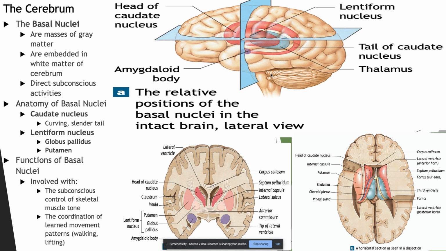So, some of the functions of the basal nuclei. The basal nuclei are involved with the subconscious control of skeletal muscle tone and the coordination of learned movement patterns. Under normal conditions, these nuclei do not initiate particular movements. But once a movement is underway, the basal nuclei provide the general pattern and rhythm, especially for movements of the trunk and proximal limb muscles. For example, when you walk, the basal nuclei control the cycles of the arm and thigh movements that occur between the time you decide to start walking and the time you give the stop order.